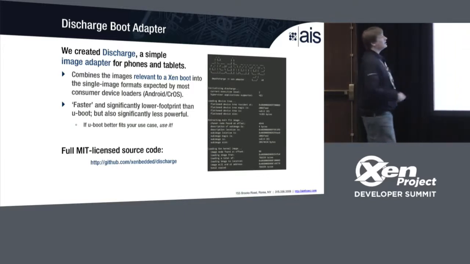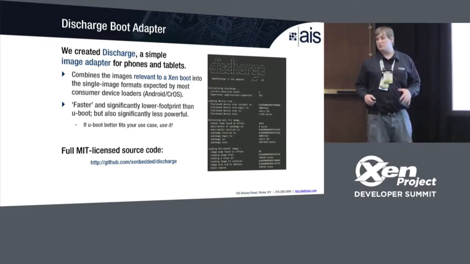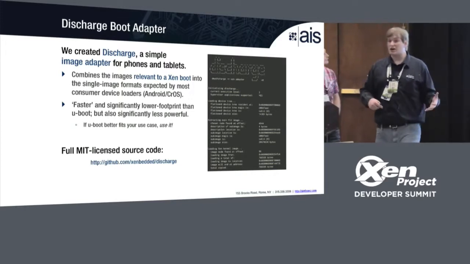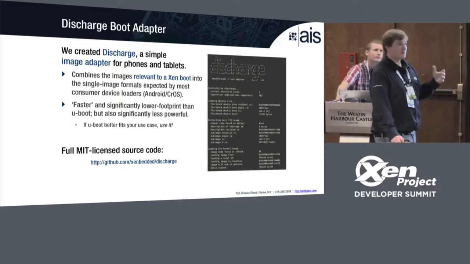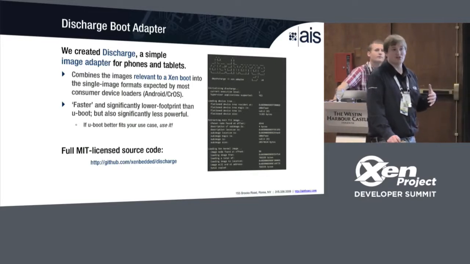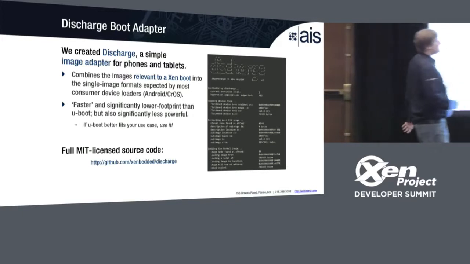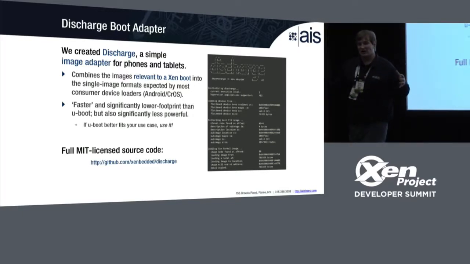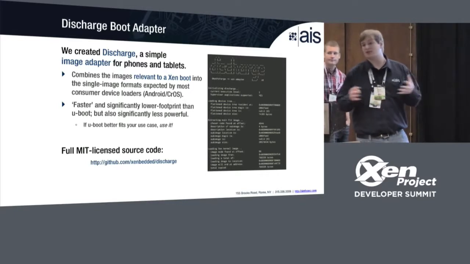We actually wrote a small toolkit that's a little bit faster and smaller than U-boot for our purpose. It's called Discharge. It's originally an adapter from the Google bootloader. Its payload is called DepthCharge. Discharge converts from DepthCharge to Xen. And all of this is a simple toolkit that takes whatever images you want and squishes them into a single image that appears to be a Linux kernel.